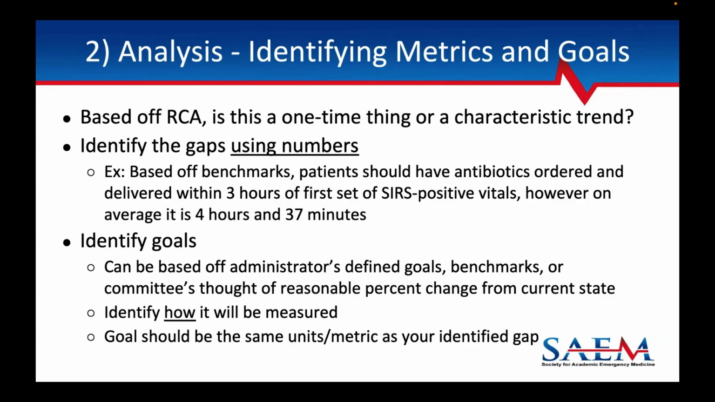But you want to assess how it will be measured. Oftentimes the metric that you're measuring against is exactly the same units that you're going to use to address your goal. You wouldn't say, oh, we need to have this in 3 hours, and then measure some sort of percentage on how often that happens, or measure what the average time is. So measure apples to apples and oranges to oranges, no apples and oranges.